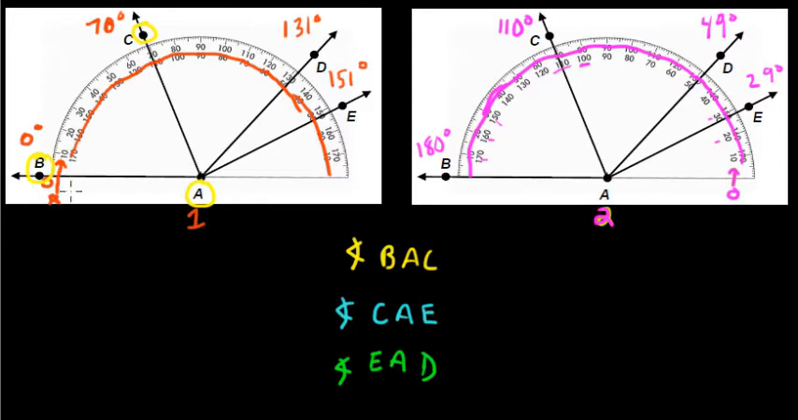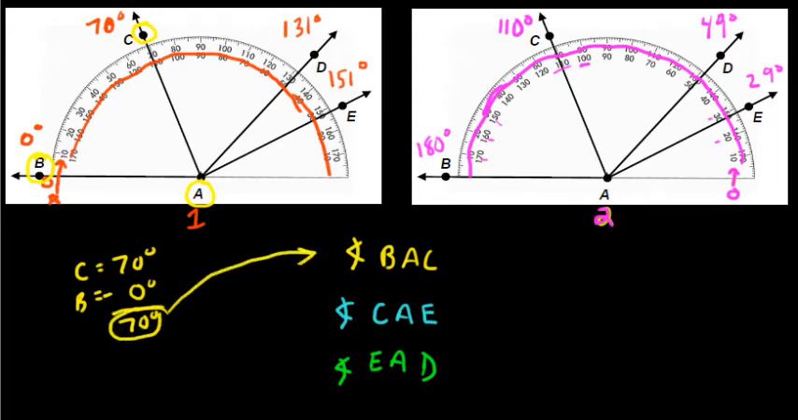As long as we're consistent, I'm going to show you how to find the angle. So BAC. Well, C equals 70 degrees, and B equals 0 degrees. And if I just find the difference between those, I'm going to get 70 degrees. Alright, so that's angle BAC.